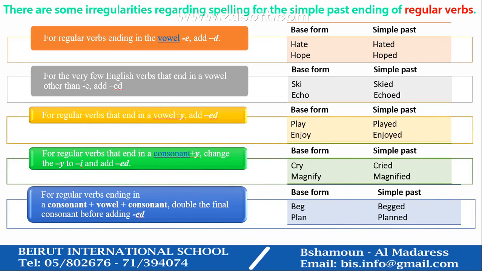There are some irregularities regarding spelling for the simple past ending of regular verbs. So not all verbs take ed or d at the end when we want to change it into the past. There are some rules for other words that we need to follow to change it in the correct way to the past. So rule number 1 says that for regular verbs ending in the vowel E, we only add D. When we have a regular verb that ends with E, all we do is add D, like here hate changed to hated.